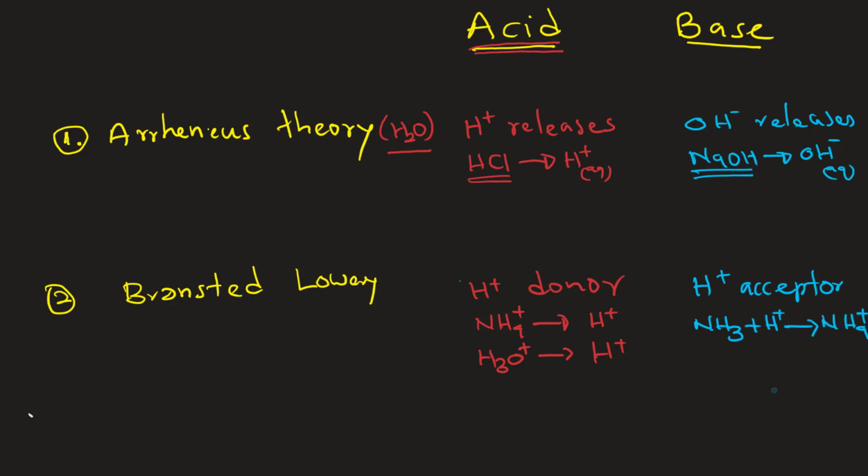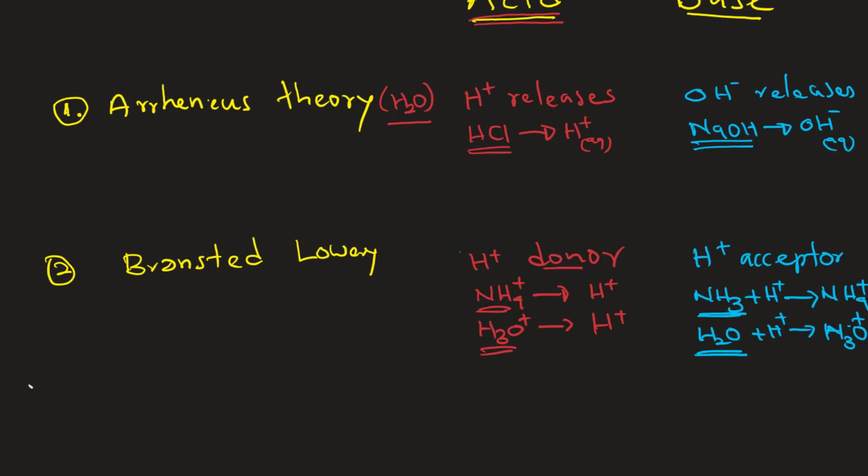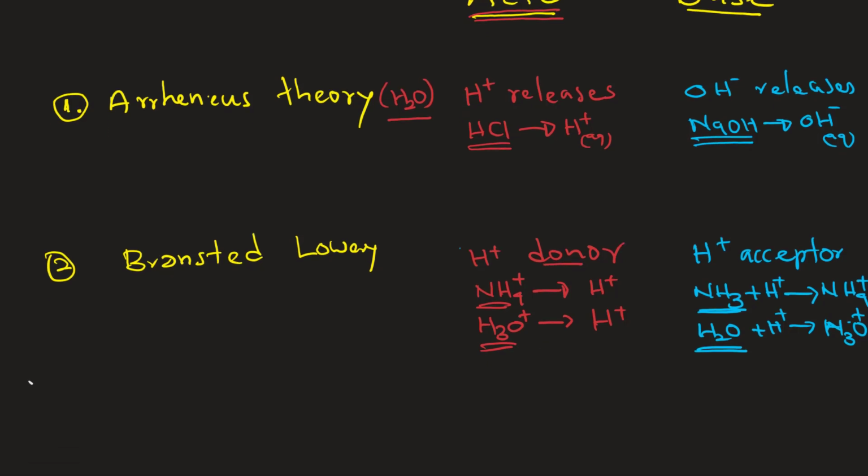Now, who are the Bronsted Lowry bases? Proton acceptors. Who accepts? Ammonia accepts a proton. Water accepts a proton. So therefore ammonia and water are Bronsted Lowry bases, right? So there are two sides of it. Acids are NH4 plus and H3O plus, bases are NH3 and water. Two very important species of chemicals, right?